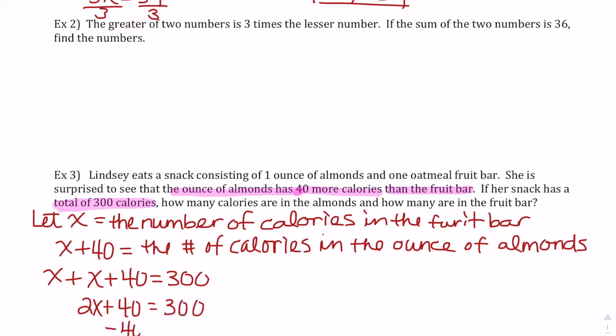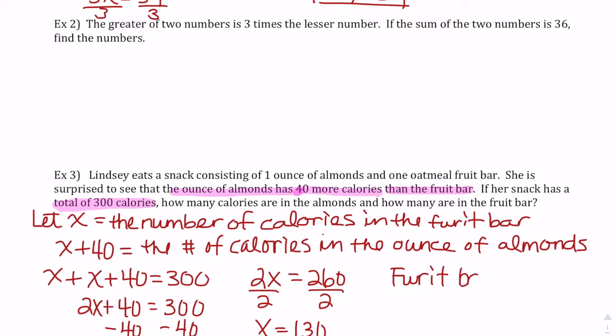And so minus 40 on both sides, you are going to get 2x equals 260. And if you divide by 2, x is equal to 130. That means if you look at what you said in the let statement, x equals the number of calories in the fruit bar. So in this case, the fruit bar has 130 calories.